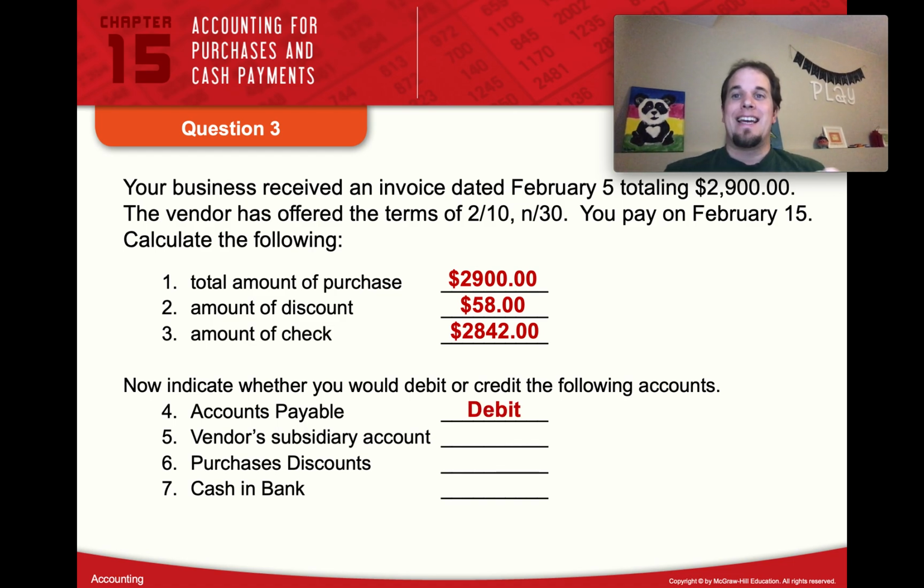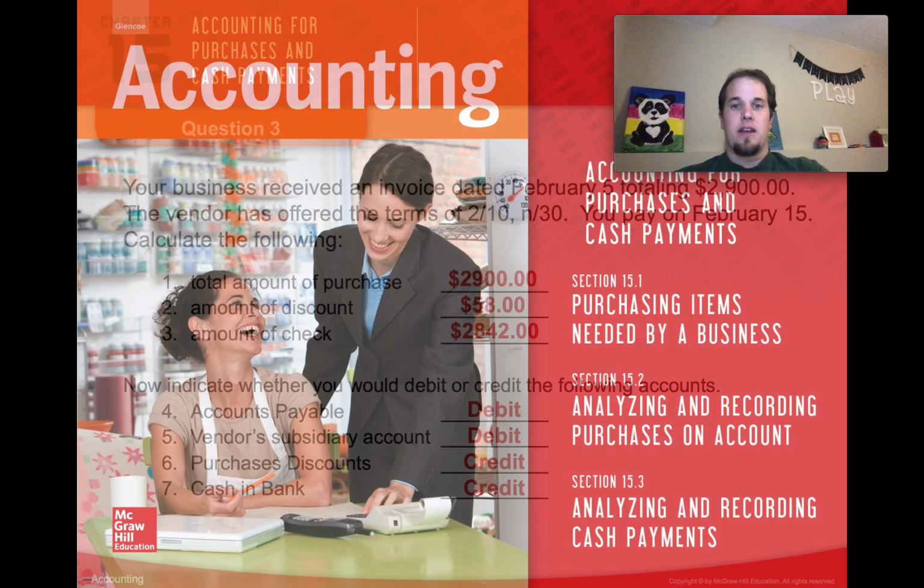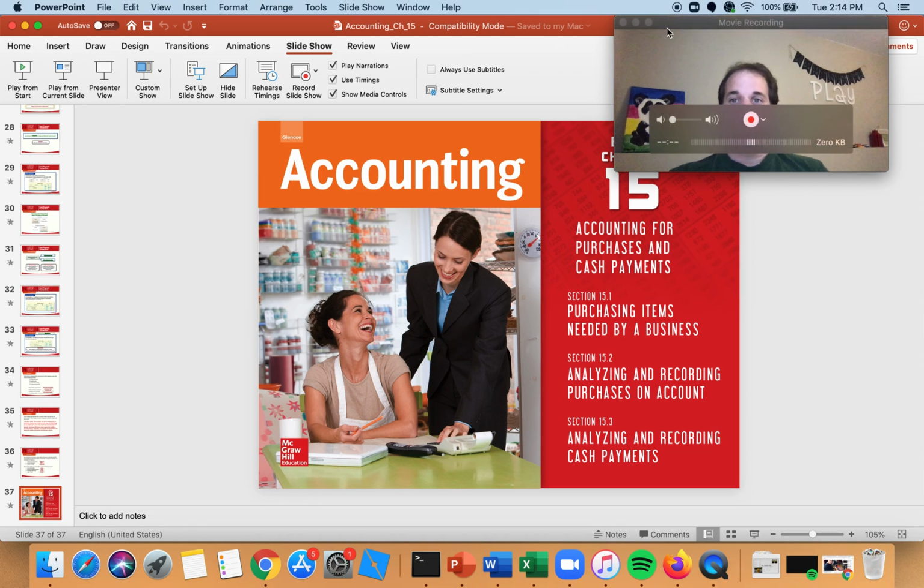Accounts Payable is debited. The vendor subsidiary account, remember we looked at this before under Accounts Payable, is also debited. Purchase Discounts is credited, and Cash and Bank is credited as well. So just make sure you're familiar with this terminology, this discount that's offered in the net 30. This is the end of Chapter 15, Section 3.